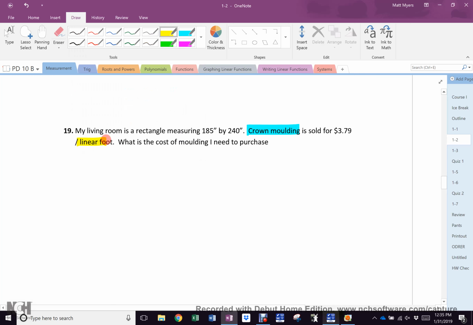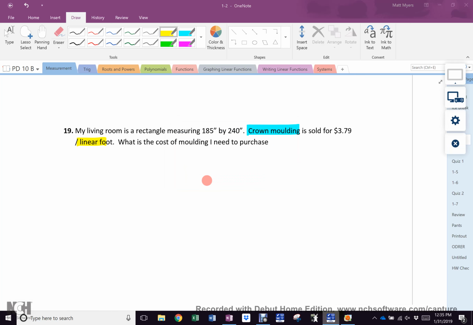What's a linear foot? Do you guys know? I'll give you a hint. We measure our height in linear feet. Straight up and down. Doesn't matter how fat or skinny I am, I'm 5'7.5" tall. I know it's blue again.